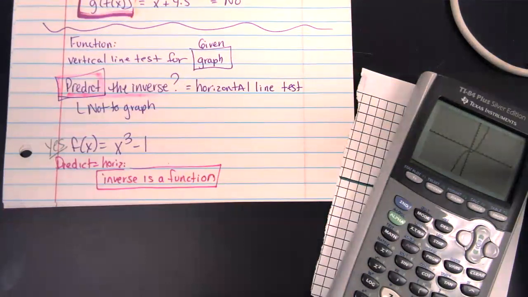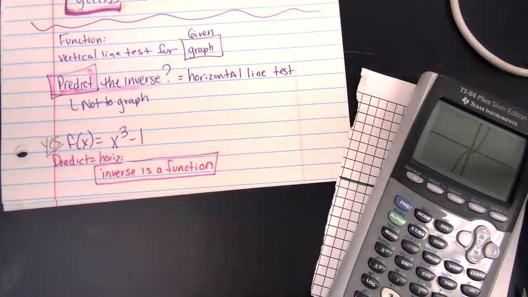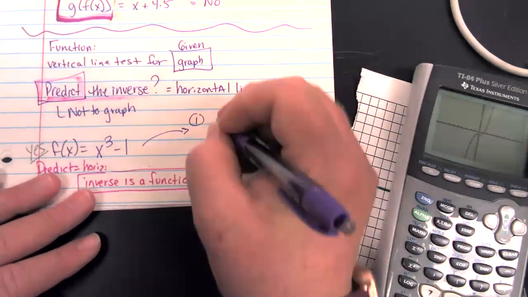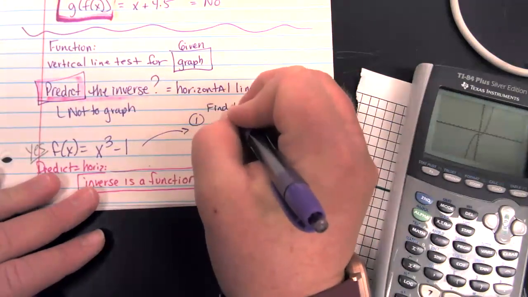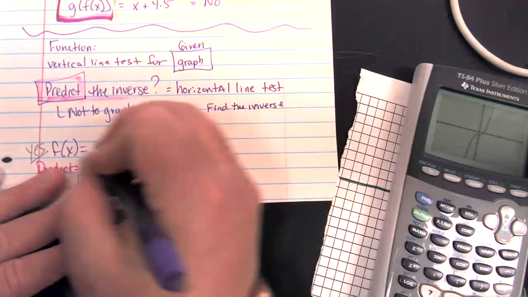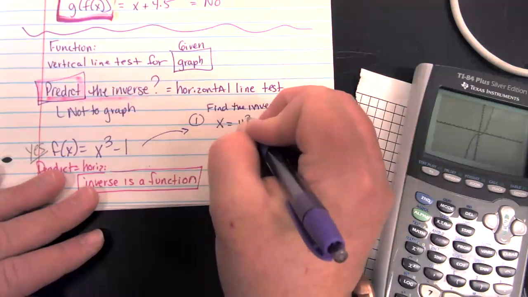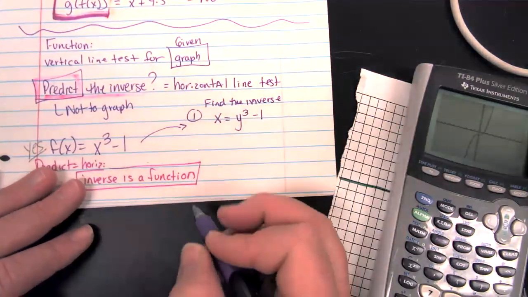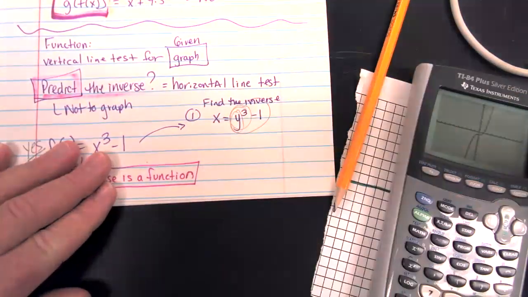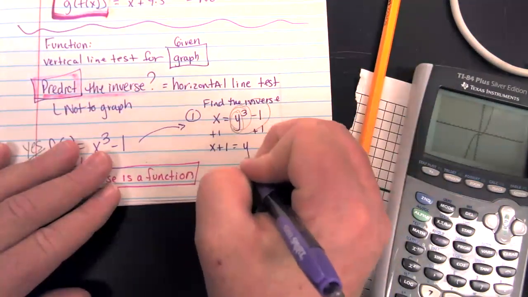And then the rest of the directions say, okay, well then go ahead and let's figure out what the inverse of that is. So let's do that just for practice. Okay, step number 1. So we're going to find the inverse. So the first thing we're going to do is switch around x and y. Well, the y is the f of x part. So x equals y cubed minus 1. All right, let's solve for y. So I'm going to add 1 to each side. So x plus 1 equals y cubed.